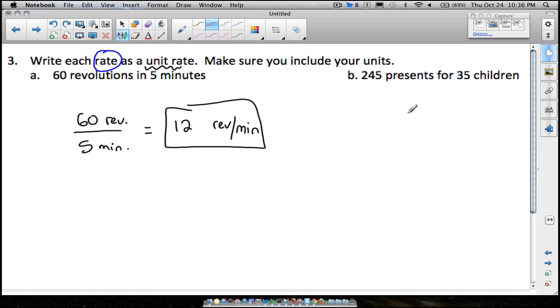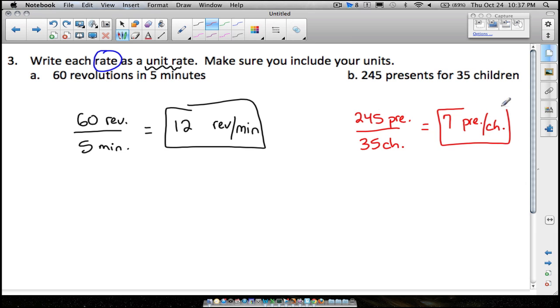Same thing applies to this next problem. 245 presents, I'll abbreviate that PRE, for 35 children. So we'll divide by 35 children. We can abbreviate it like that, that's fine. In that case, let's go ahead and divide that. 245 divided by 35, we get 7 presents per child. If you have 245 presents distributed amongst 35 children, if everybody got the same number of presents, there would be 7 presents per child. And all we did there was divide.